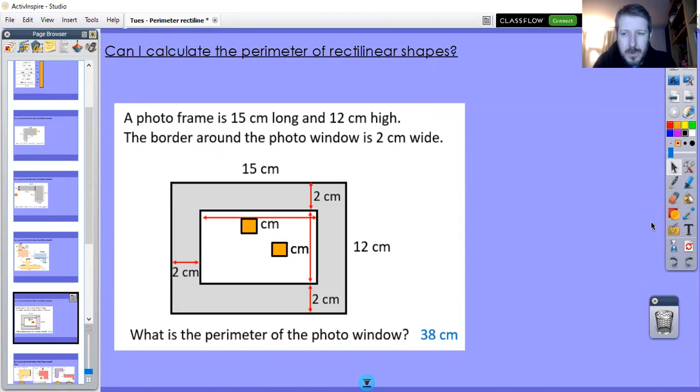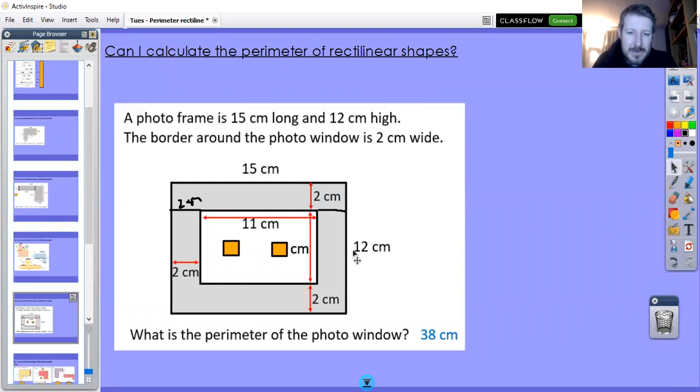Okay, so the key thing to focus on is what information we already have. So we know that this length is 15 centimeters, but we just want to know from here to here. We know that this length is 12 centimeters, but we just need to know this bit here. So what can I do? Well, I also know that from here to here is 2 centimeters, and I know from here to here is 2 centimeters as well. But I know all of that is 15 centimeters. So I need to take off this 2 and take off this 2, which will give me the length here. So 15, take away 2, take away another 2, and I should have 11 centimeters.